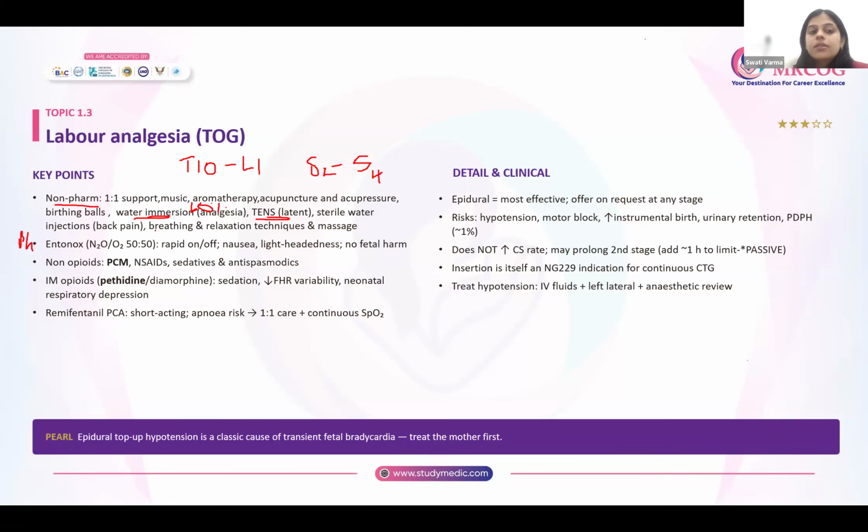Coming to Entonox, first, Entonox is actually a mixture of N2O and O2, 50:50, that is in 1:1 ratio.